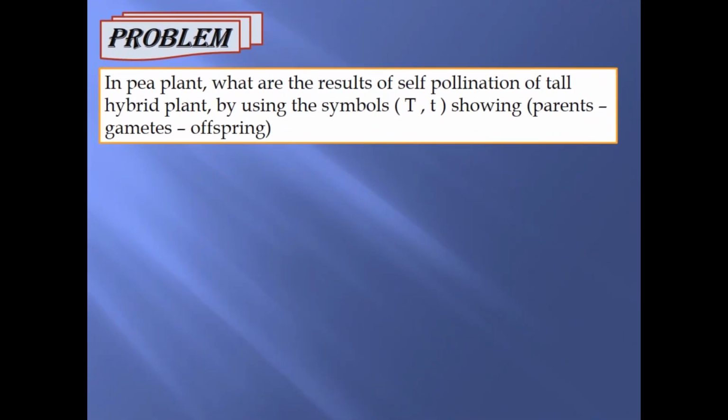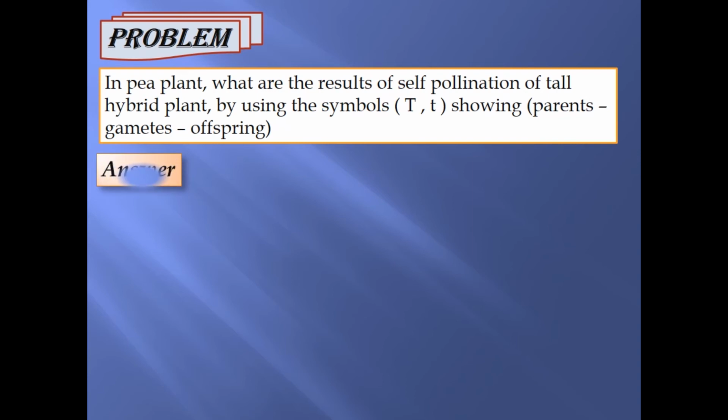We have another problem, but this one we will solve together. The problem says, in pea plants, what are the results of self-pollination of a tall hybrid plant, using the symbols? The symbols here represent the genes. Capital T represents the gene of the dominant trait, while small t represents the gene of the recessive trait. While solving the problem, you have to show the genotype, meaning the structure of the genes, of the parent cells, gametes, and offspring. Let us solve this problem together.